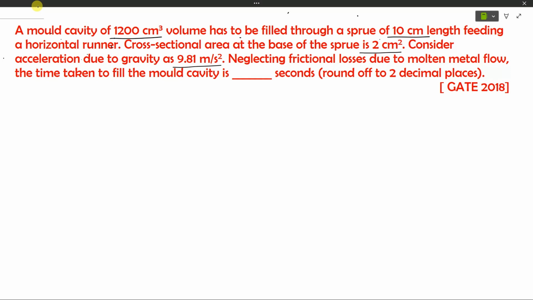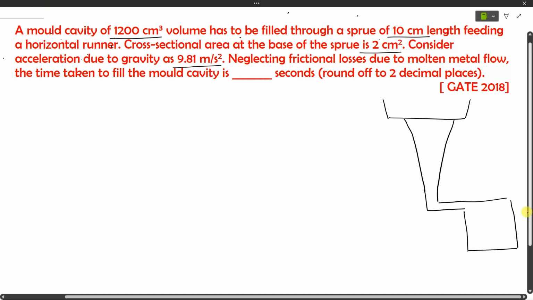Now let us try to understand this with the help of a diagram. So let's say here we have got a pouring basin. Below that we have got a sprue, which in turn is connected to a mold cavity. Let's say the height of the pouring basin is HC, and the length of the sprue is HS. Now let us go through some data given in the question.